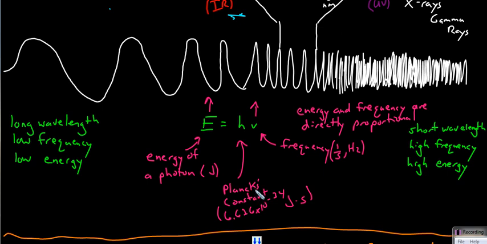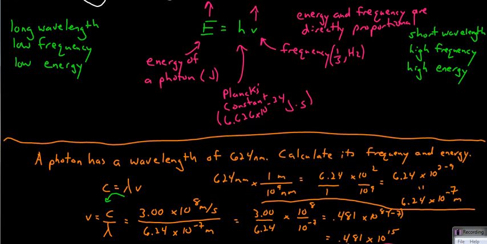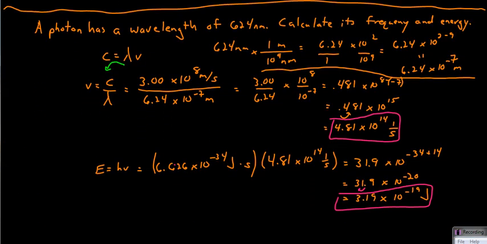Now, scrolling down here, we can do calculations about frequency and wavelength and energy. For example, a photon has a wavelength of 624 nanometers. Calculate its frequency and energy. All right, so you want to use this equation to solve for your frequency first. We have wavelength, lambda. We want to find frequency.